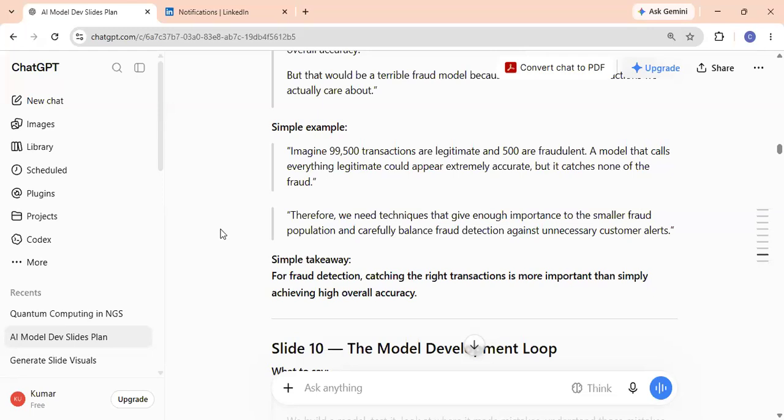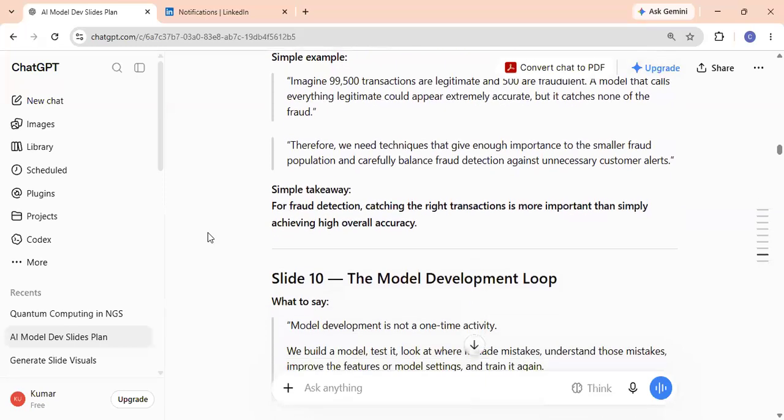So simple takeaways for this slide: for fraud detection, catching the right transactions is more important than simply achieving high overall accuracy. I discussed with you yesterday in our Python scripts, we need to prepare more fraudulent transactions, fewer right transactions, because our algorithm needs to be tested, obviously. So here also it is the same case for slide 9, right?